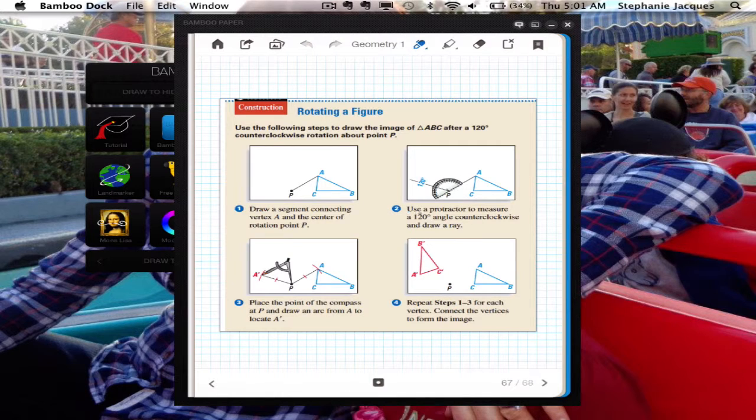And then you use a protractor to measure that 120 degrees. So you line it up on the line, and then you go to your 120 degrees, and then you draw a ray from that 120 degrees going out. Place the point of the compass at P. So you put your point in at P and draw an arc from A to locate A prime. So you're going here and you're locating that A prime on the 120 degrees. And then you just repeat steps 1 through 3 for each vertex using that P as your point of rotation, and you connect the vertices to form the image.